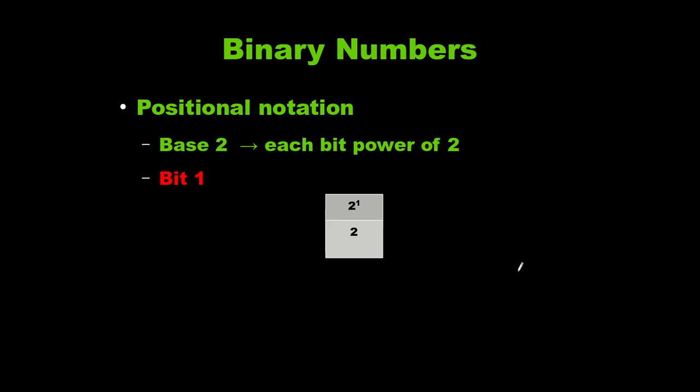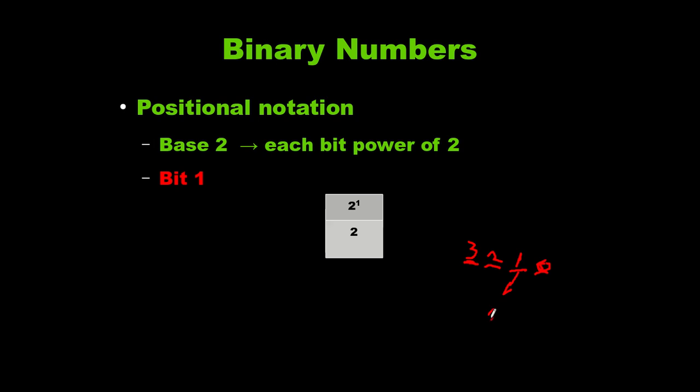Now, base 2, each bit. This is my bit 0, the first bit. Now this second bit is bit 1. Here I'll have bit 2, and here let's say I'll have bit 3. What's the value of each bit? So for this one, I'm going to have what?